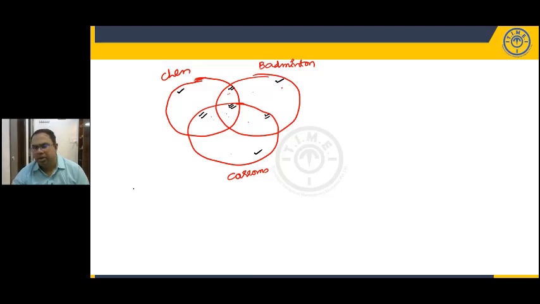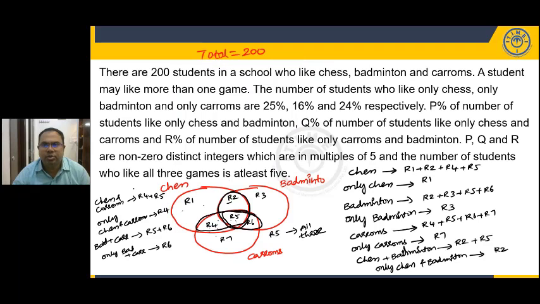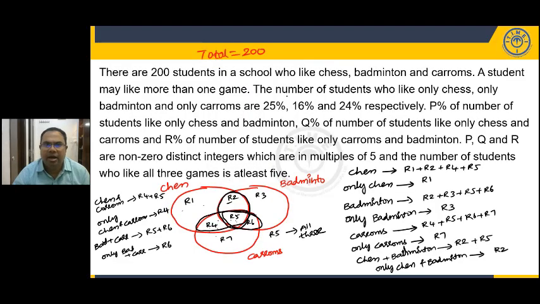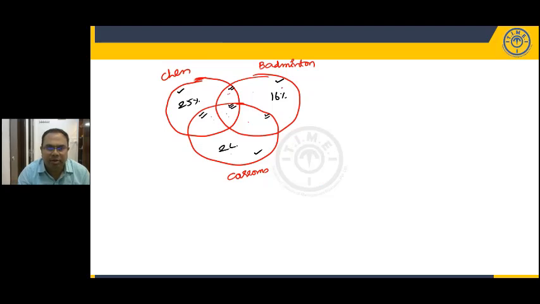Right? Now, there are 200 students who like chess, badminton, and caroms. Number of students who like only chess, only badminton, only caroms: 25, 16, 24. Only chess, 25%. Only badminton, 16%. And only caroms, 24%. Total 65. Total is 100%. Now 100 minus 65, the remaining regions, that is only chess and badminton, only chess and caroms, only caroms and badminton, and all three together: 35.